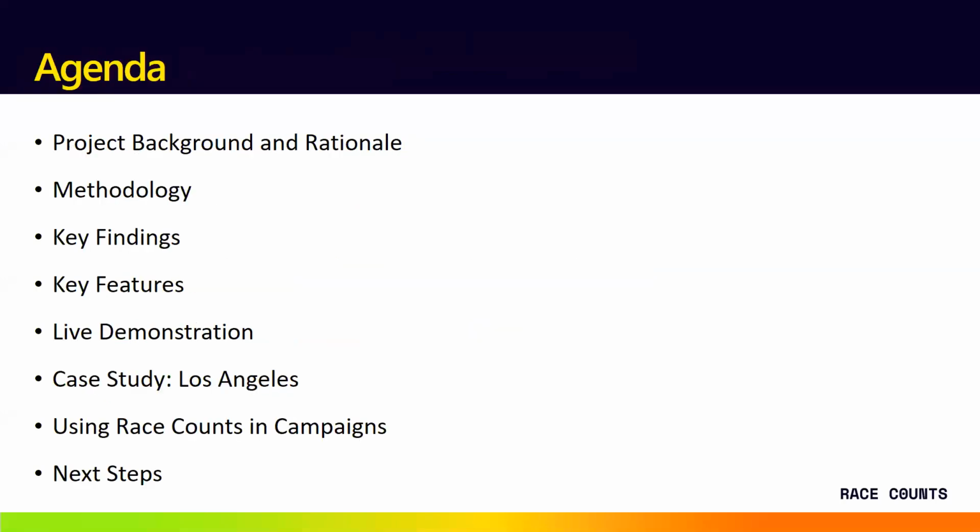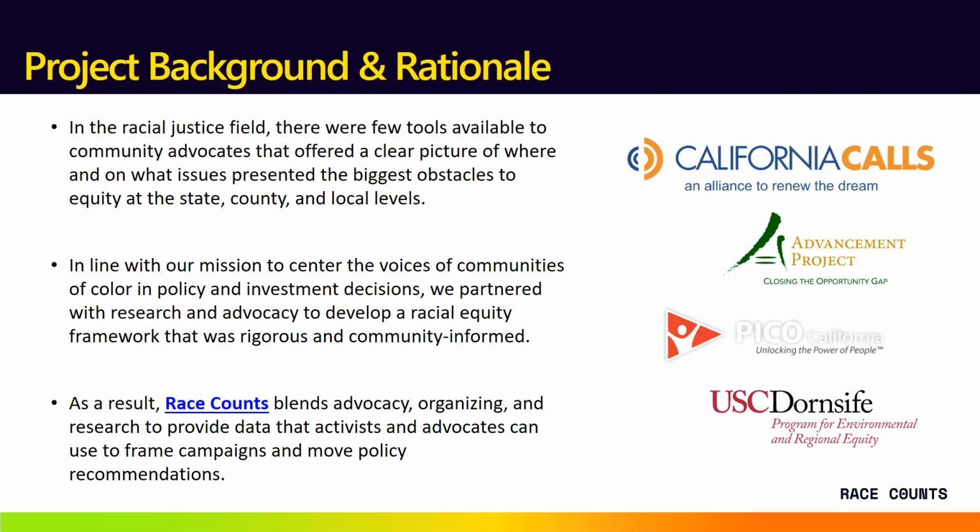A quick overview of what we'll be covering this afternoon. We'll start by briefly going over the background and rationale for the project. Then I'll explain the approach and methodology behind the online tool. Next, we'll discuss the key findings and then touch on some of the site's key features. Afterwards, we'll walk through a live demonstration of the site, then we'll take a moment to dig into one of the counties, Los Angeles. Near the end, we'll briefly discuss using Race Counts in campaigns, and finally, we'll go over the project's next steps.